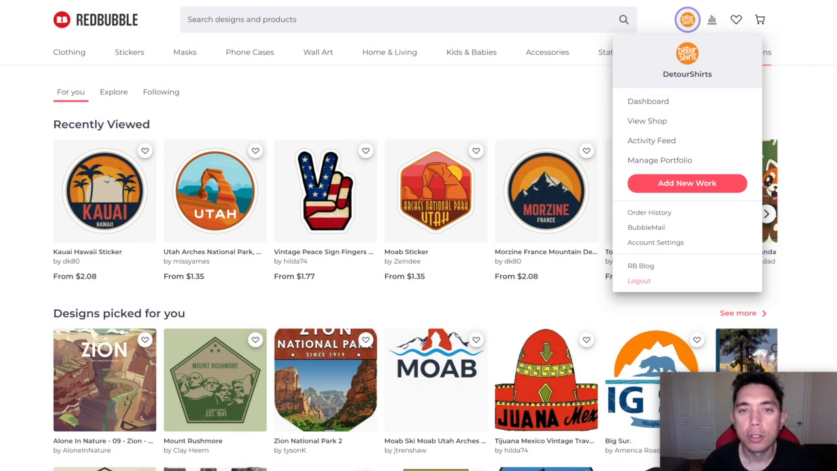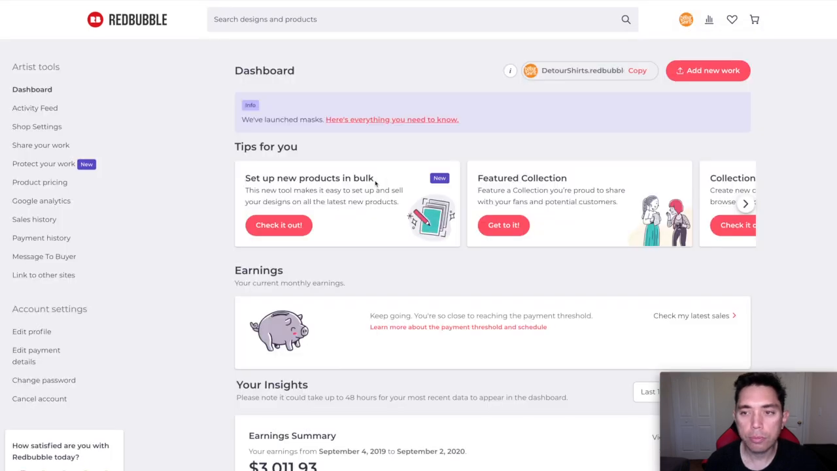This is how you get to your sales when you want to go look at your numbers. So you just go here, click on, you can see I'm logged in as Detour Shirts. You just click on the dashboard here when you click on your icon. When you click on the dashboard, you'll get to a spot like this, and go here on the left side and it'll say sales history. So when you click on that, it'll give you a list. It'll look kind of like this.